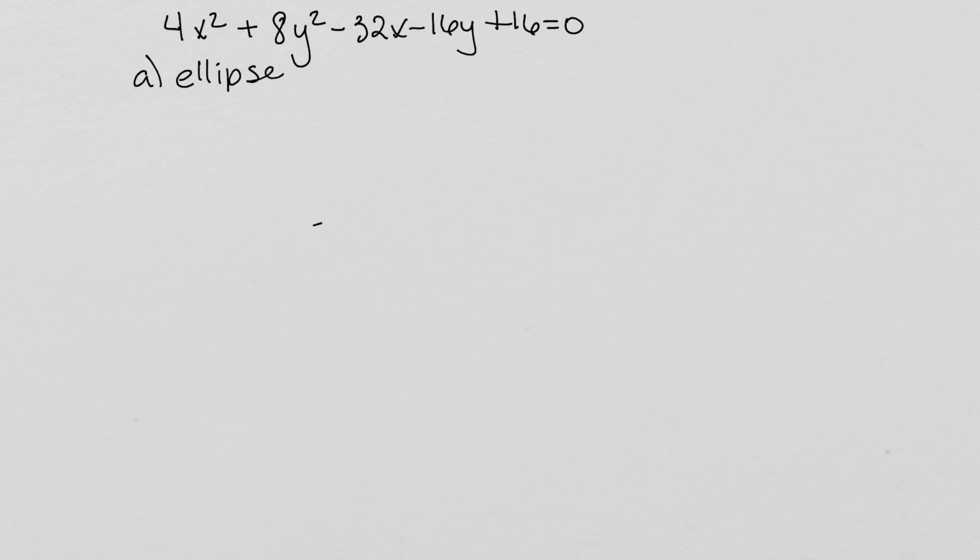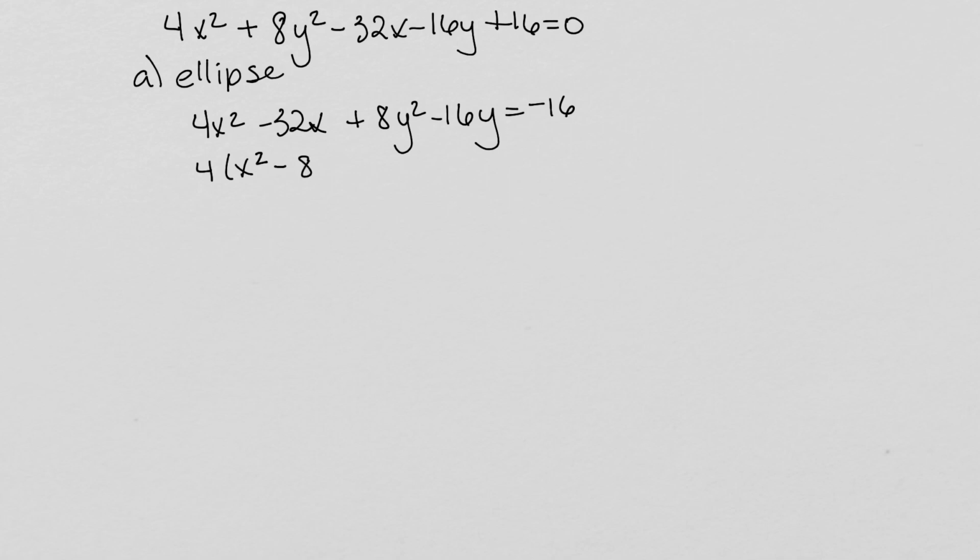The next thing that we want to do is a little bit of rearranging of this equation to get it into the standard form of an ellipse. So I'm going to collect my x terms and my y terms and move my constant term over. And then I want to pull out a greatest common factor as a constant term. I'm going to leave my variables attached from each of my x's and y's.